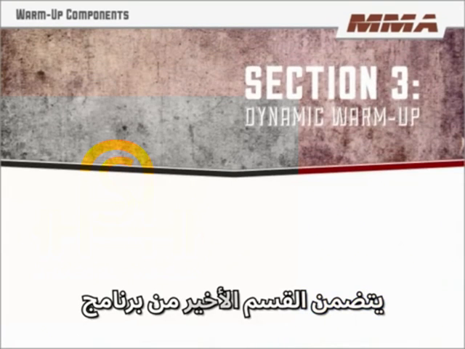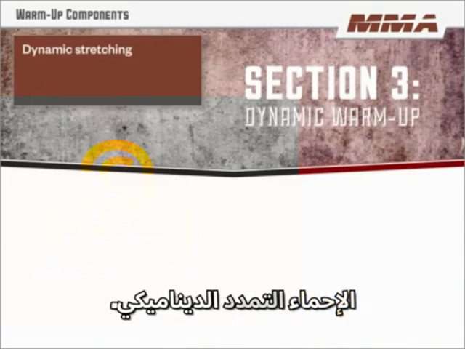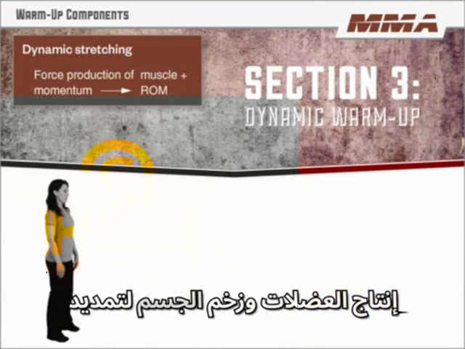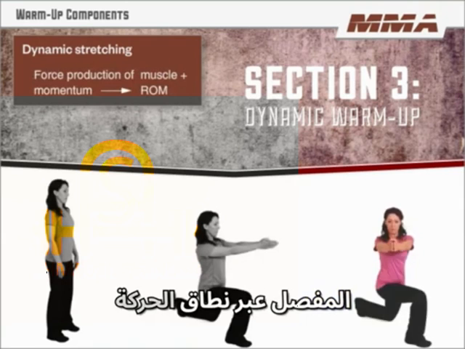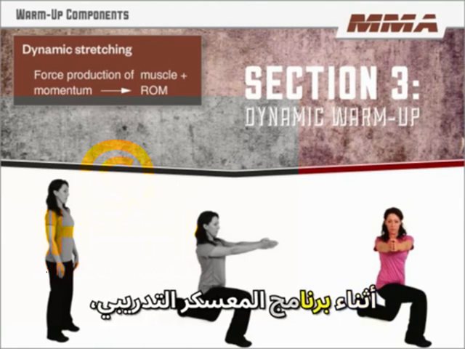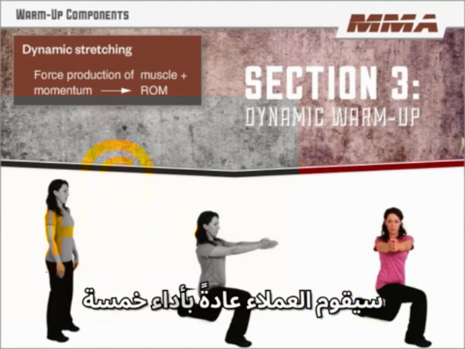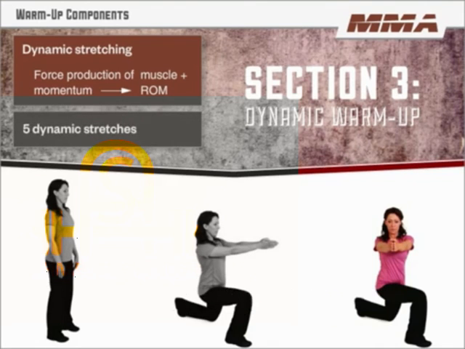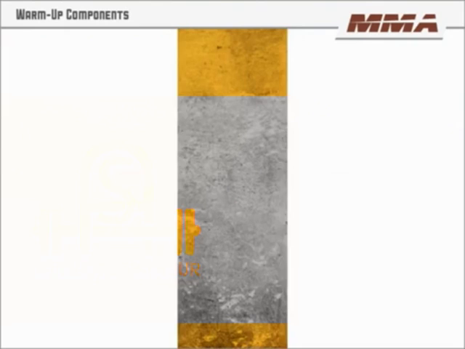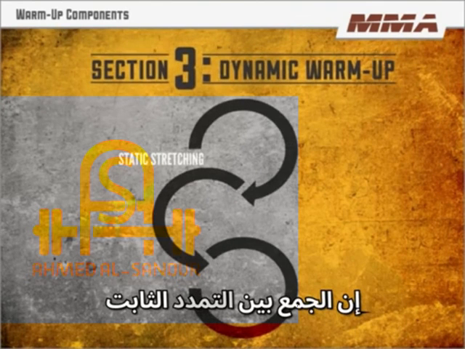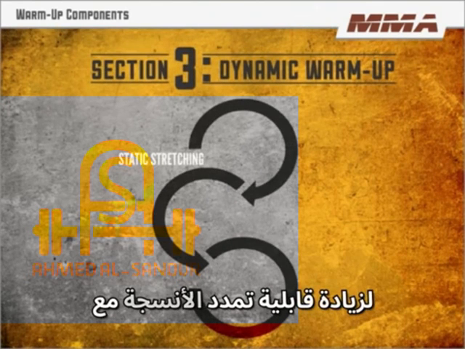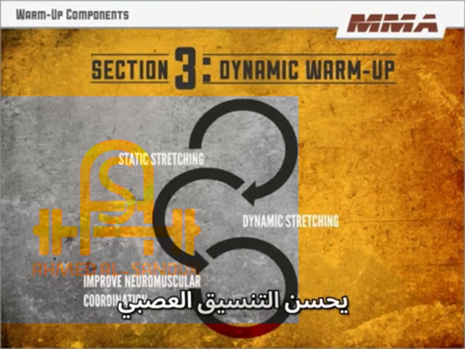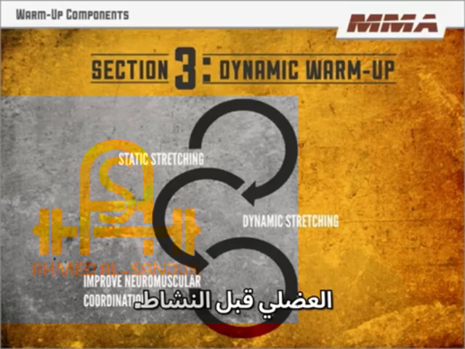The final section of the warm-up program includes dynamic stretching. Dynamic stretching uses the force production of a muscle and the body's momentum to take a joint through the full available range of motion. During the training camp program, clients will typically perform 5 prescripted dynamic stretches. Combining static stretching to increase tissue extensibility with dynamic stretching to increase motor neuron excitability can improve pre-activity neuromuscular coordination.